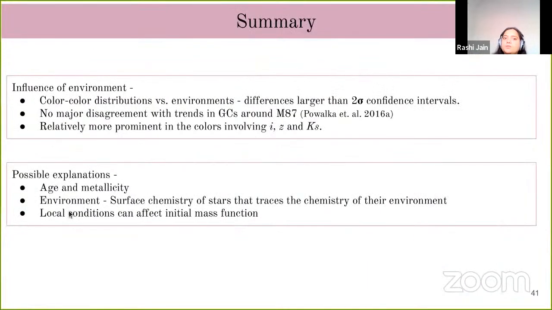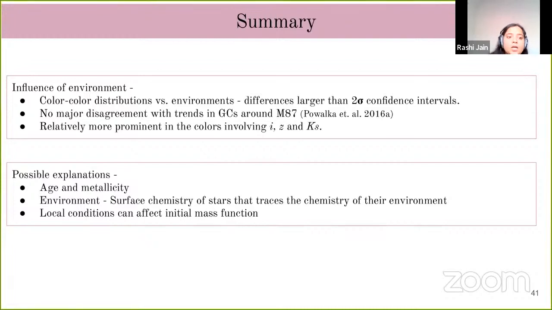To summarize this part of the presentation, we looked at the globular clusters in different environments, and we looked at their color distribution, that means the spectral energy distribution versus environment. In some of the color combinations, the differences are larger than the 2 sigma confidence intervals, and there are no major disagreements with the trends seen for the globular clusters of M87. One can see that these differences become more prominent when one uses the colors in I, Z, and K bands.